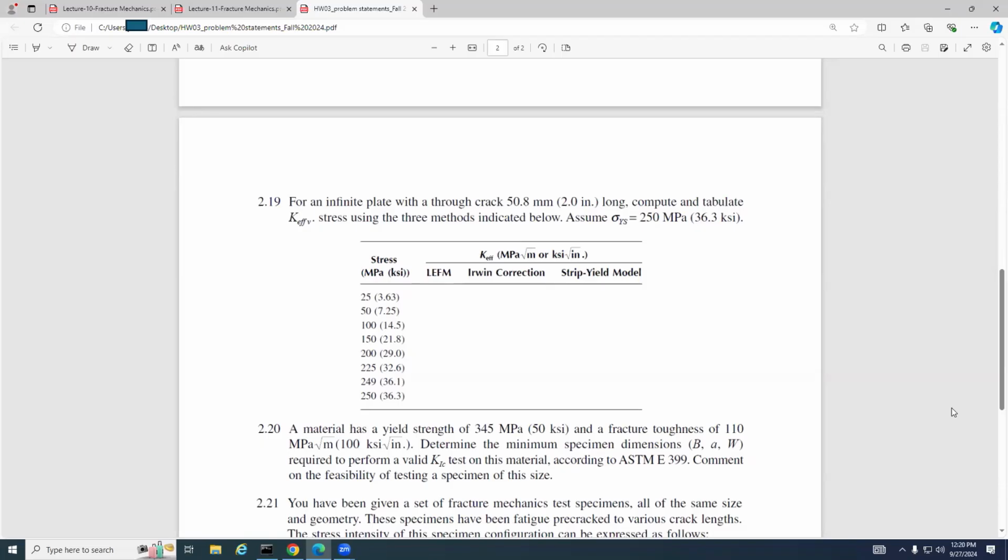Using these, there are three modes: LEFM, then Rho n, and finally the third one, the strip yield method. So these three equations correspond to these three methods.